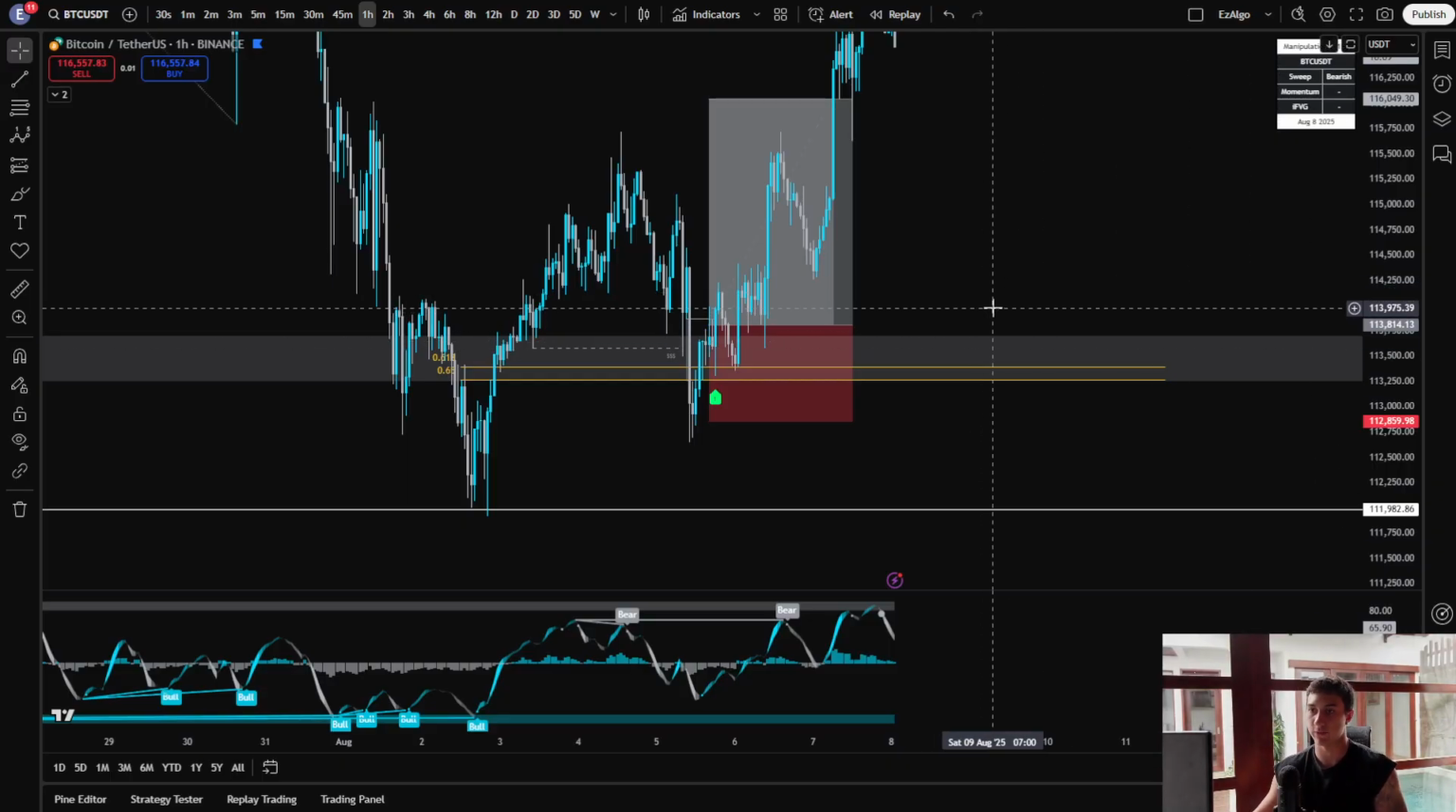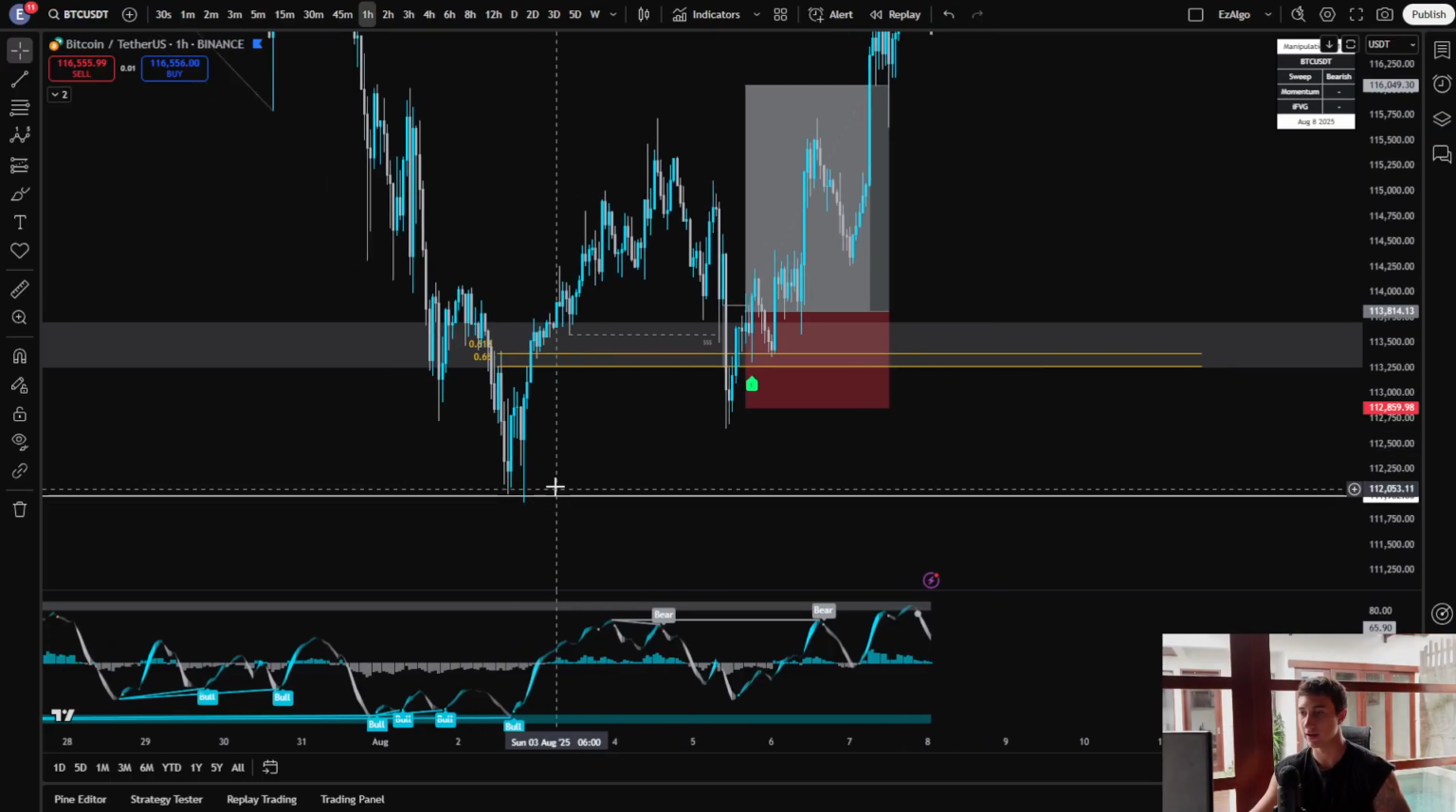So as I was saying, right, we have our higher time frame point of interest, which in this case was our 4-hour bullish fair value gap and retesting those previous all-time highs. So this was a breakout and retest.